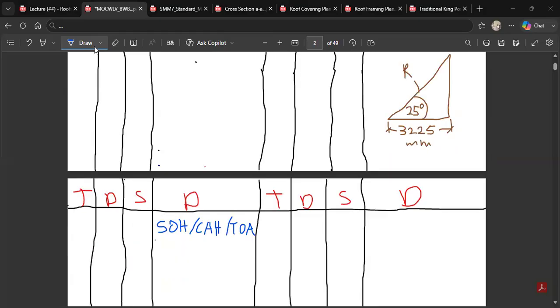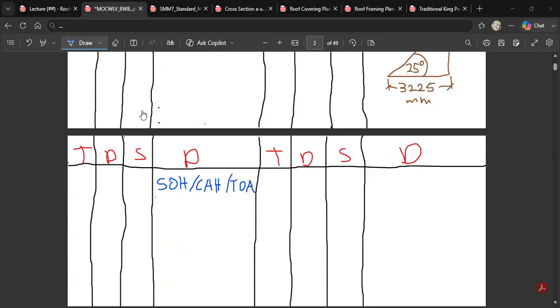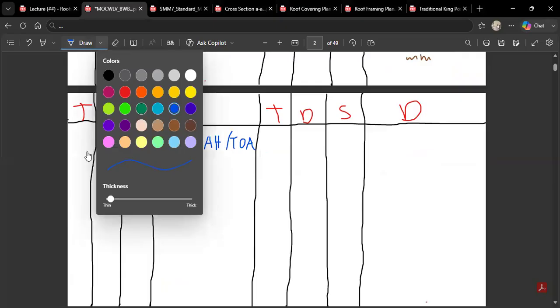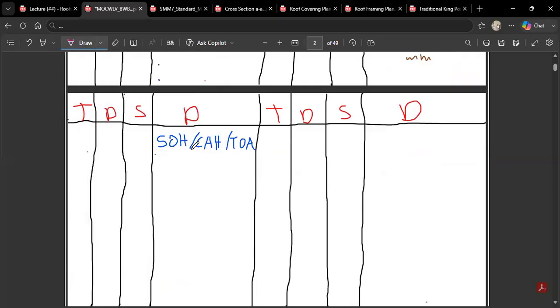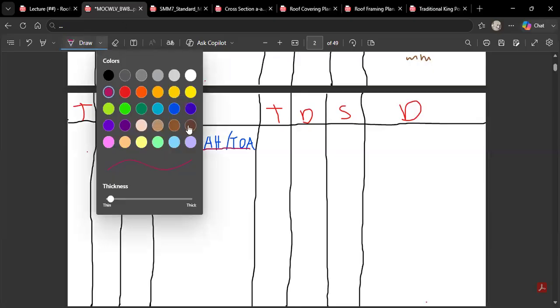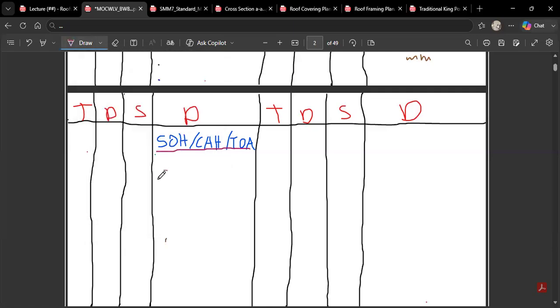So from here, that is going to become what? Our cos theta. Since this is a memory aid, let me just underline it nicely. We say in measurement of construction work, you can use different color pens. Exactly. So we are adapting the cos. So this is going to become our cos theta is equal to what? Adjacent over the hypotenuse.